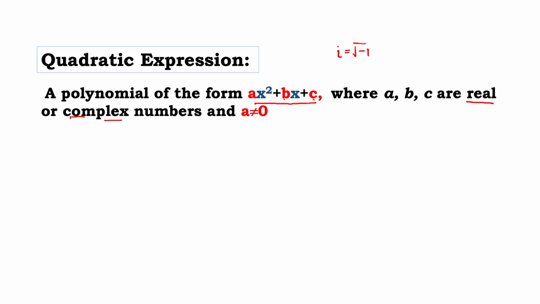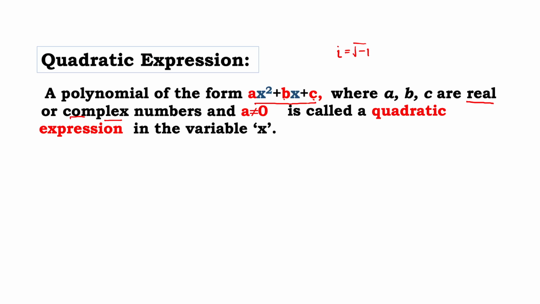But we have to remember that a must not be equal to 0. The coefficient of x square must not be equal to 0. If a is equal to 0, this quadratic will convert into linear, and then one root of this will tend towards infinity. So a must not be equal to 0. This is the quadratic.